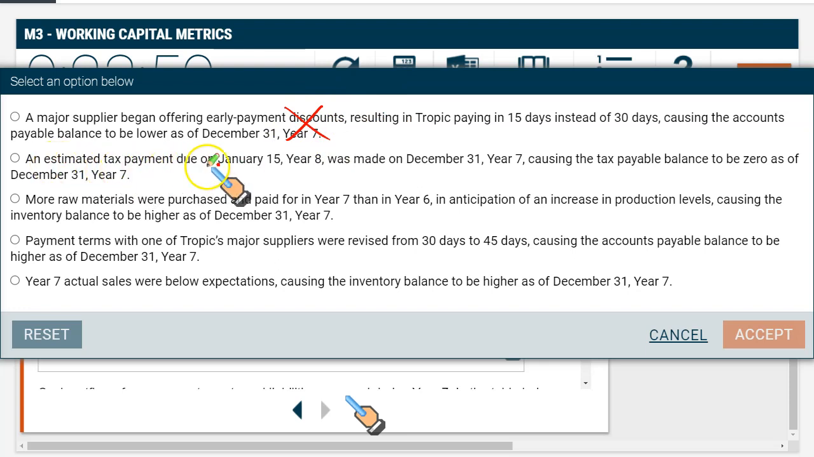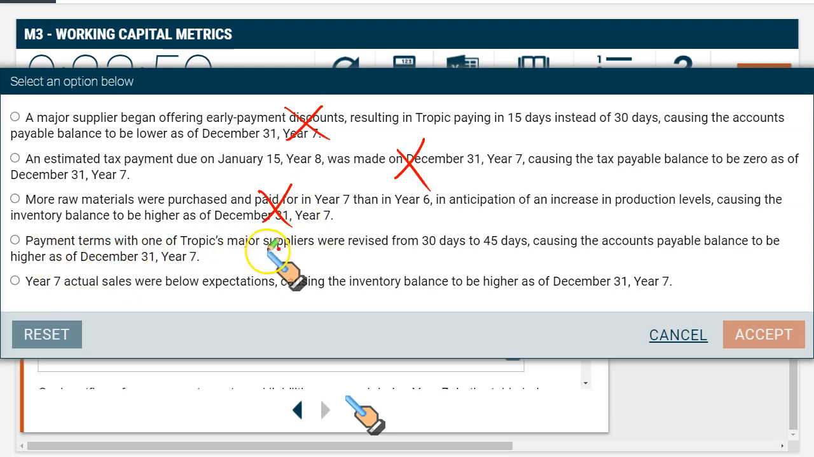An estimated tax payment due on January 15, year 8 was made on December year 7, causing the tax payable balance to be zero as of December 31st, year 7. It's an outflow that would have caused a reduction in cash balance, but here we are seeing an increase. More raw materials were purchased and paid for in year 7 than in year 6 in anticipation of an increase in production levels, causing the inventory balance to be higher. This would have resulted in an outflow. We are looking for the reason why we have a larger cash balance.